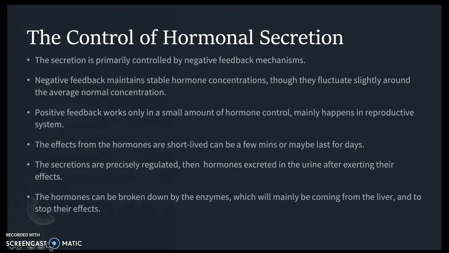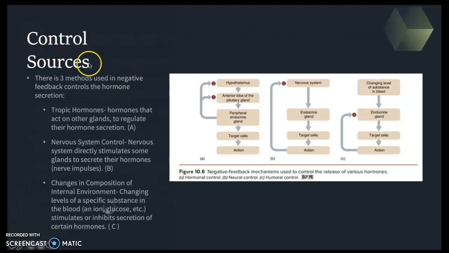The effects from the hormones are short lived and can be there for a few minutes or last a couple days. Secretions are precisely regulated, and then the hormones are excreted in the urine after exerting their effects. The hormones can be broken down by enzymes, which will mainly come from the liver, to stop their effects in general. For the control sources, there are 3 methods used in the negative feedback controls during hormone secretions.